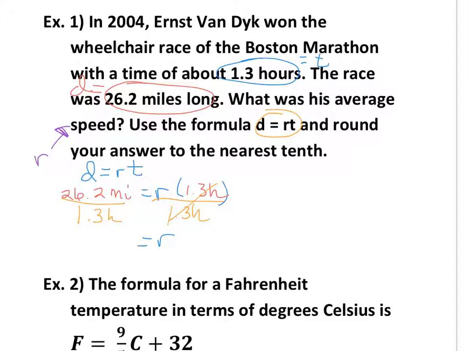And then, let me do that on my calculator. So we've got 26.2 divided by 1.3. So the answer is 20.1538, but they want it rounded to the nearest tenth. So since it's 20.15, 5 follows the 1, it rounds the 1 up to a 2. So we get approximately 20.2, and then it's in miles per hour.